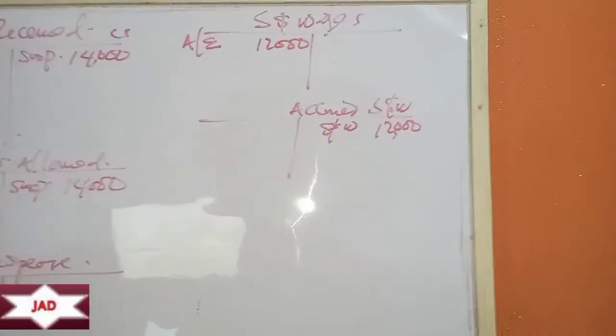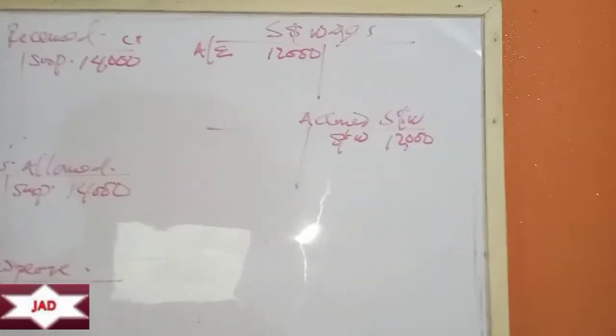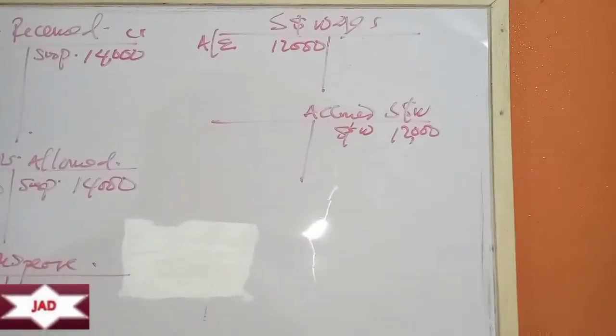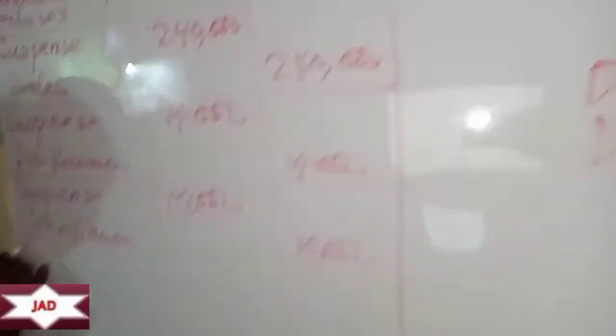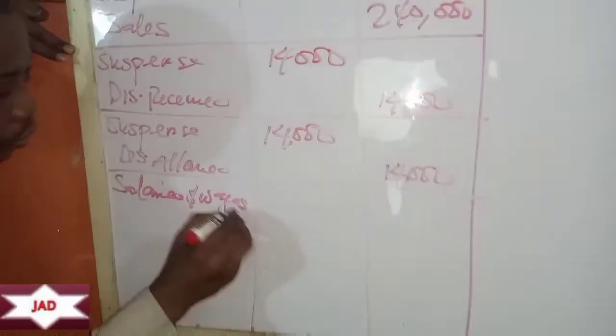So you see that in this investigation, we could identify the account to be debited and we could identify the account that should take the corresponding entry. So there will be no need for suspense here. Okay? So what do we say? Salaries and wages. How much is that?